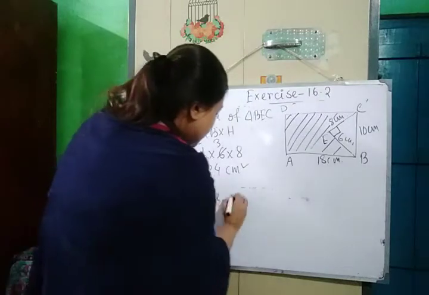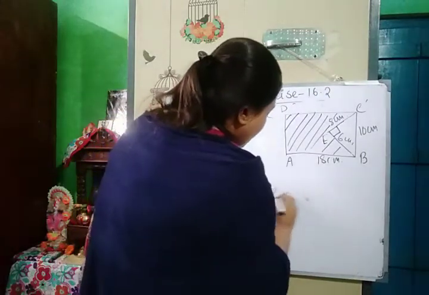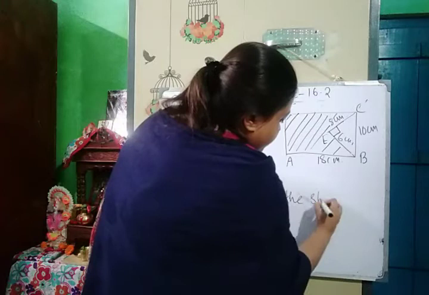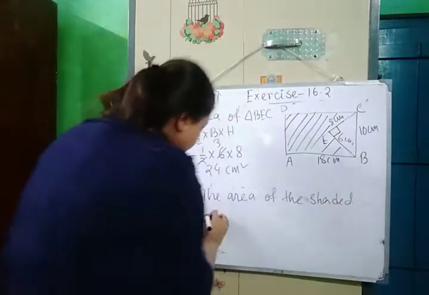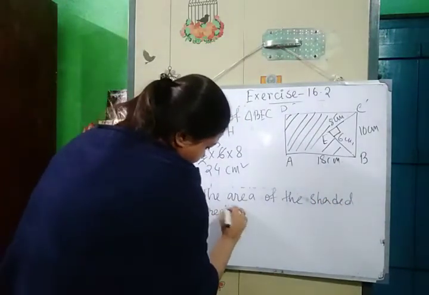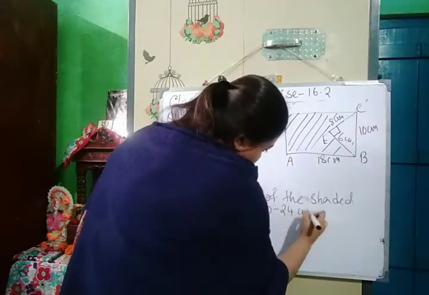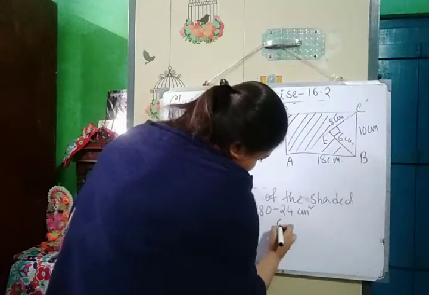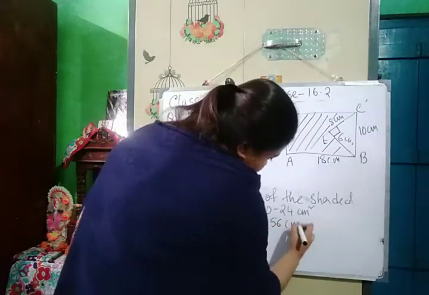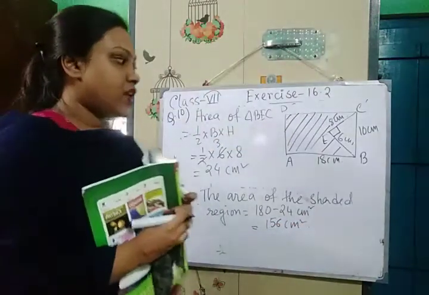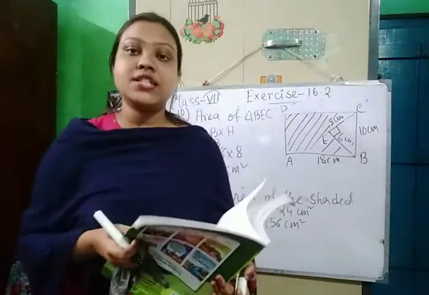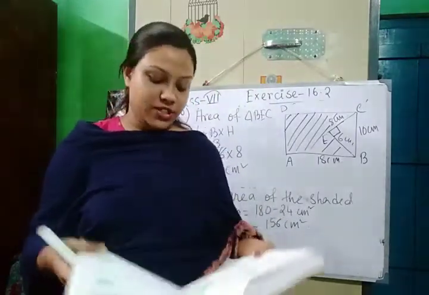Therefore, the area of the shaded region equals 180 minus 24 centimeter square, which is 156 centimeter square. So the area of the shaded region is 156 centimeter square.